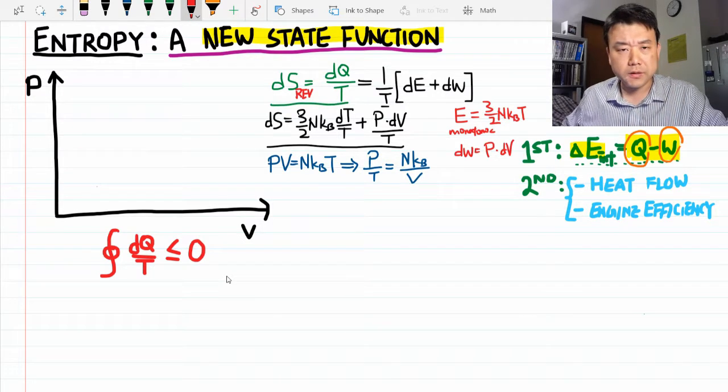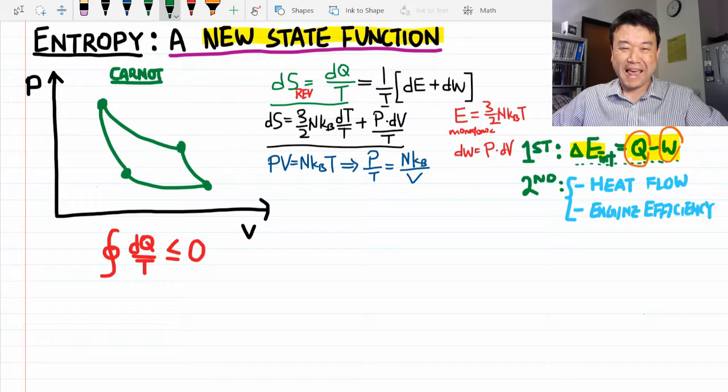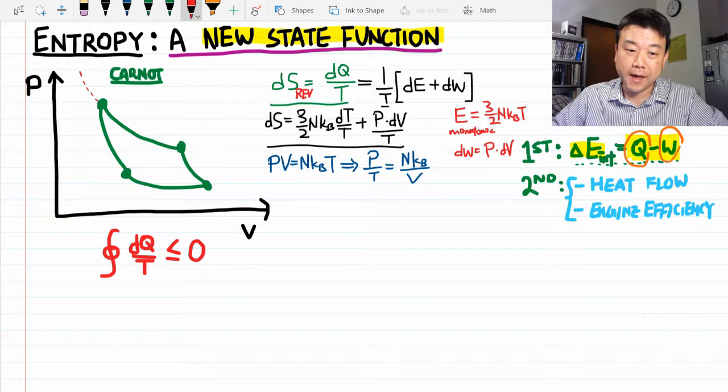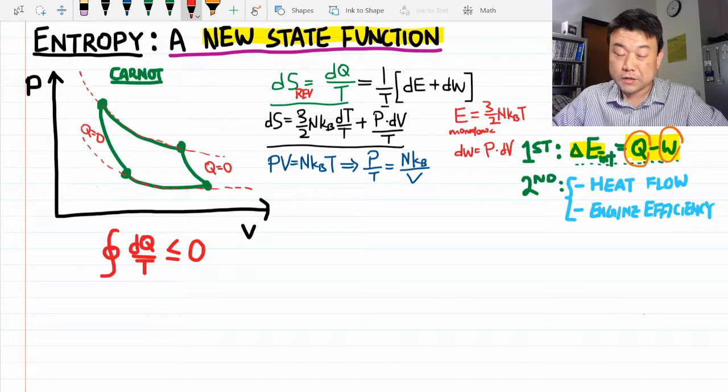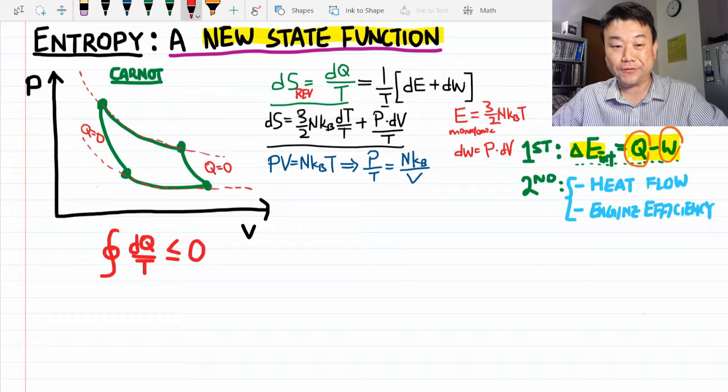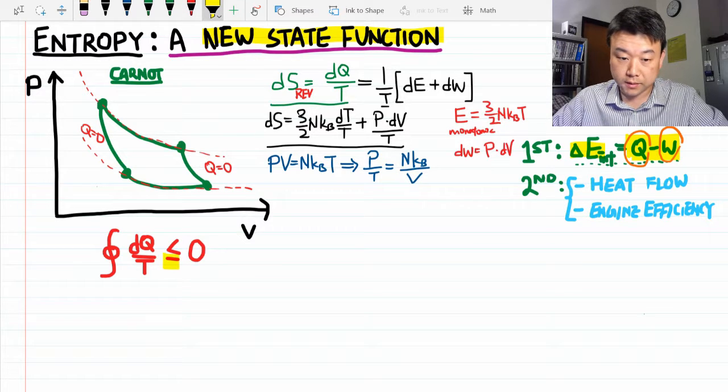Let's start out with a process that's nice and easy to deal with: the Carnot cycle. It's nice and easy because any heat transfer happens along an isotherm, and whenever temperature is changing, there's no heat transfer. So with the Carnot cycle, we don't actually have to do any integral. And we can quickly verify that the case with the equality holds for the Carnot cycle. In fact, I think that's how we proposed the idea of entropy.